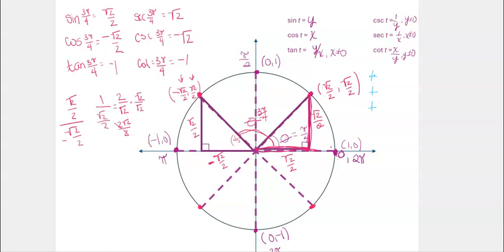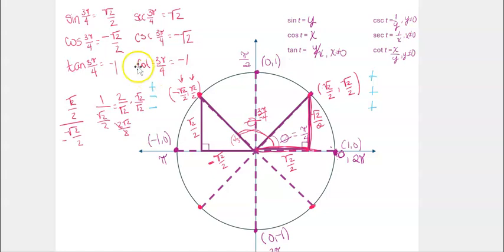And we can also see over here in the second quadrant, because our x value will always be negative and our y value will always be positive, that sine is positive, cosine is negative, tangent is negative, and they're reciprocals. Secant is negative, cosecant is positive, cotangent is negative.